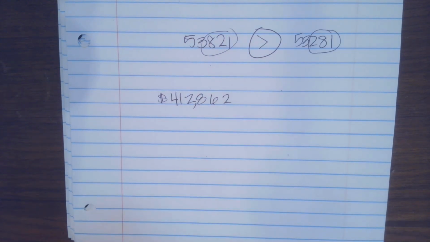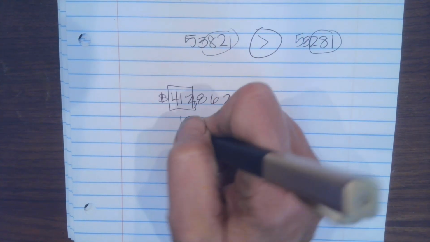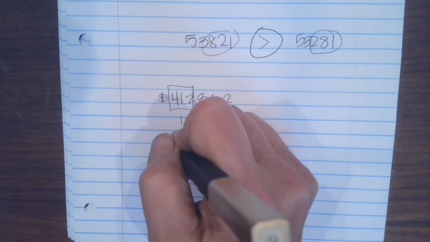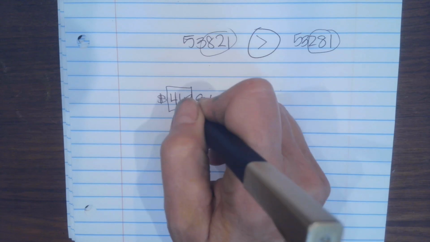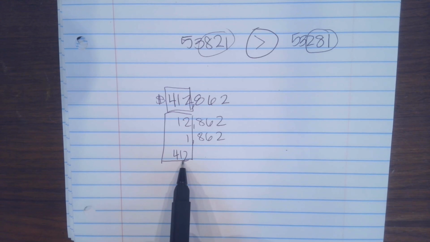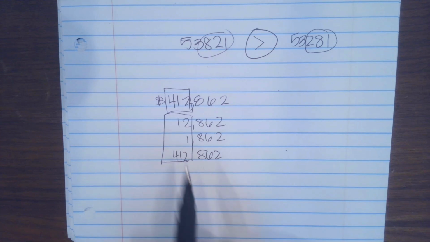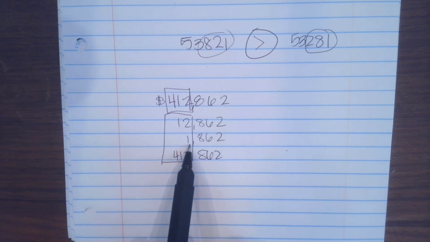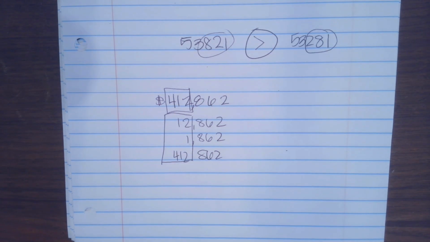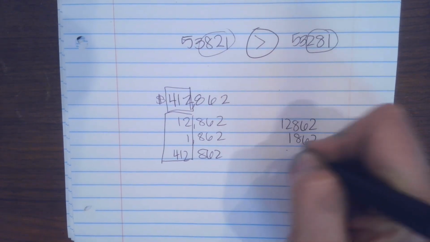Whatever comes here, whether it's 12 or 1 or 412, is the thousand. So you would say 1,000, 12,000, 412,000, and then obviously this is always going to be 862. So this is 12,862, 1,862, 412,862.